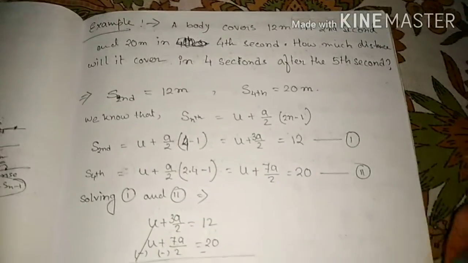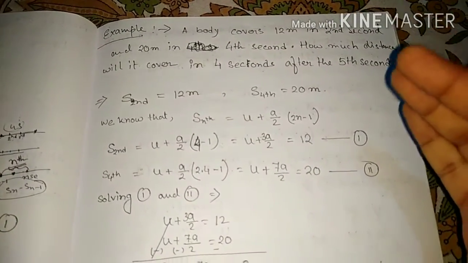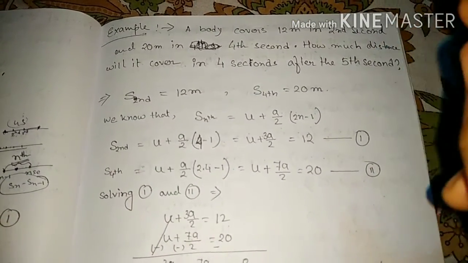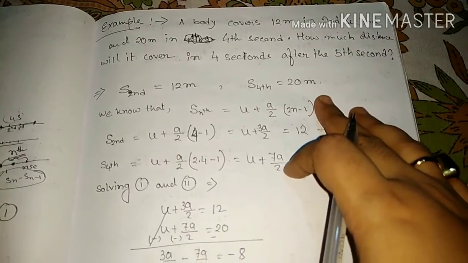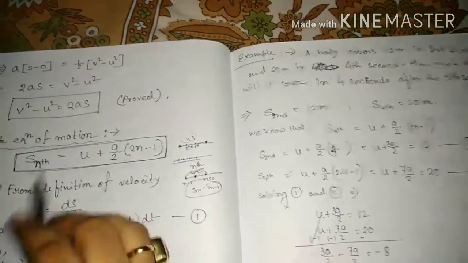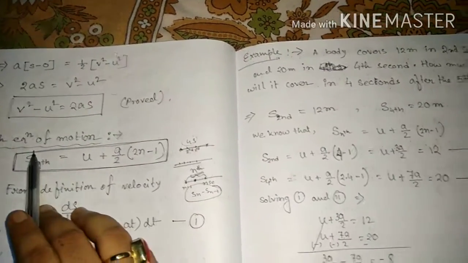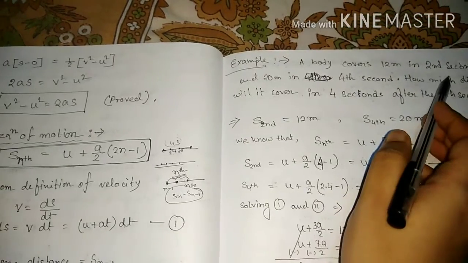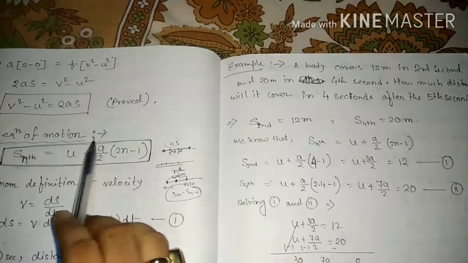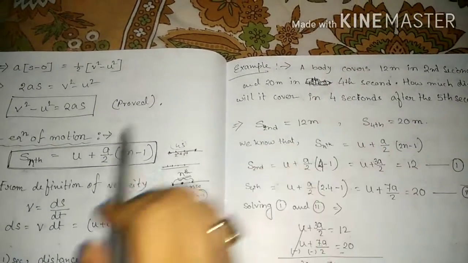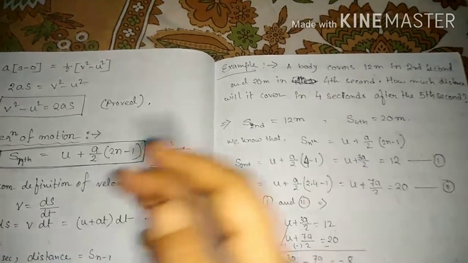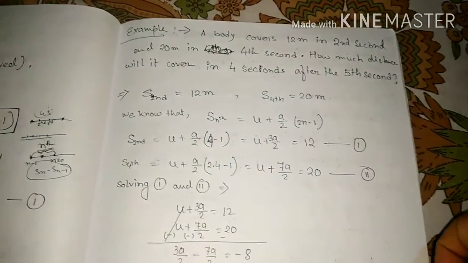So in this example, a body covers 12 meters in the 2nd second and 20 meters in the 4th second. So if we use this, we can understand, we get one equation because Snth is given. That means 12 meters in the 2nd second, and in the 4th second 20 meters. So from using these two pieces of information, we have two equations in terms of u and a. If we solve those two equations, we get the values of u and a.